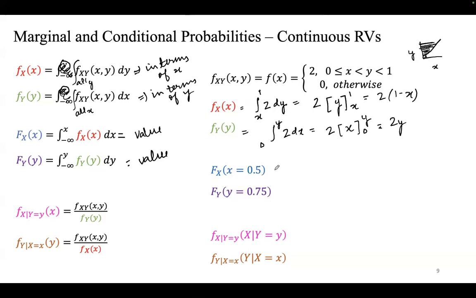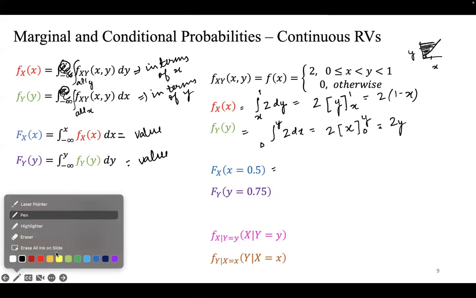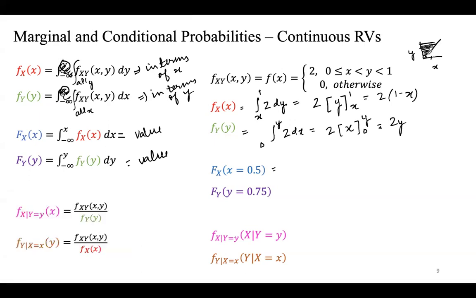Now we want to do the next part. We also want to calculate the cumulative distribution at x equal to 0.5. So at x equal to 0.5, as you showed here, we are interested in everything less than that, right? So this shaded part.